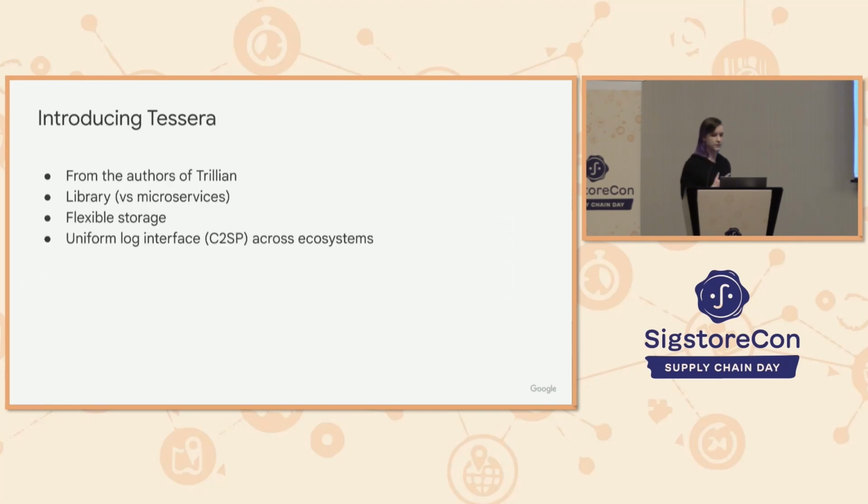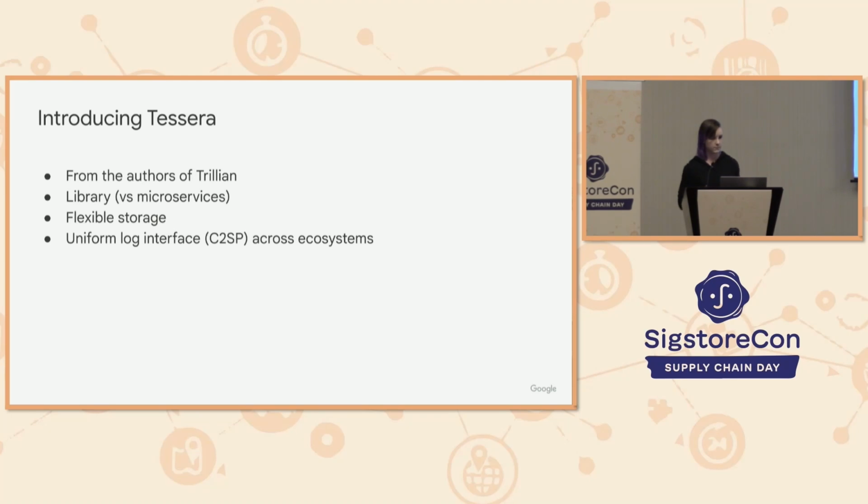Tessera is the new tiles-native library for transparency logs. It was written by the same authors as Trillian, which is what Rekor is currently based on. So they built all their expertise and all their learnings from Trillian into this new library. Again, Tessera is a Go library, and it's imported directly into the project.